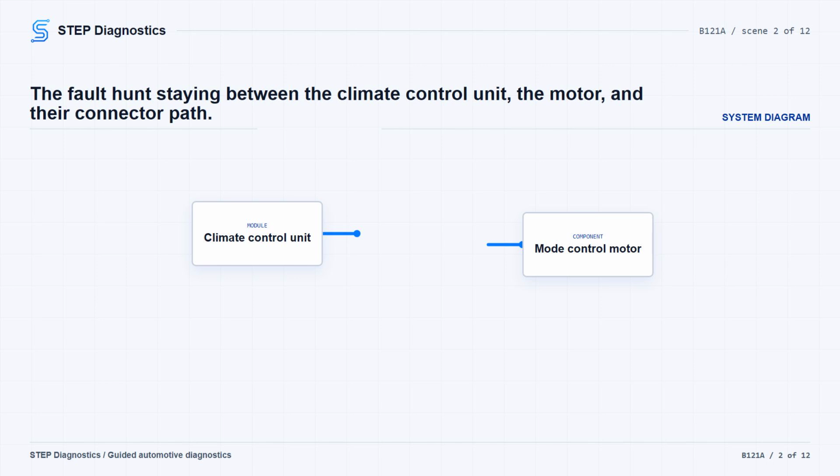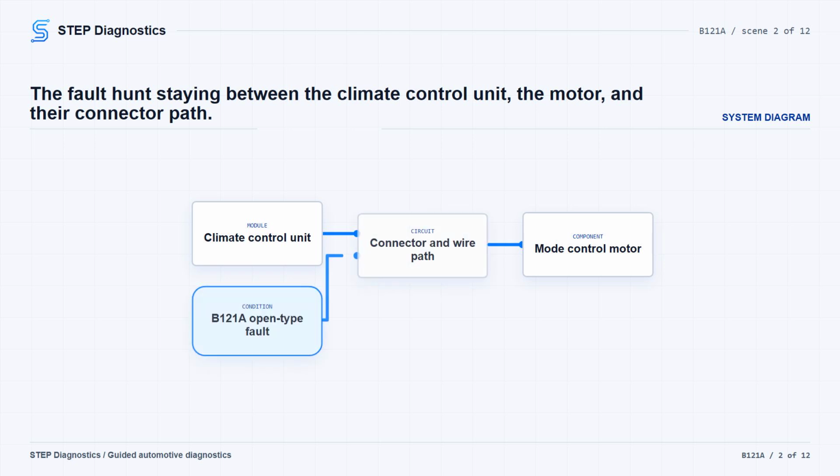Broadly, the possible fault areas are the mode control motor, the wiring and connector path between the motor and the climate control unit, or the climate control unit itself. The job here is to prove the circuit first, then make the call from the test results.